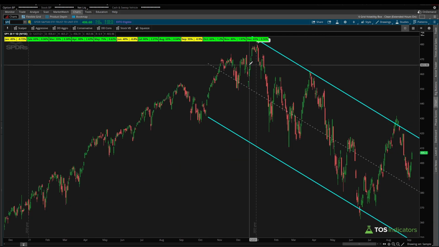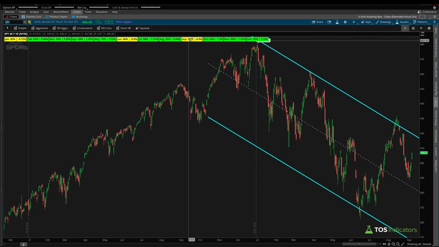Inside of the S&P, we still have this broader downtrending channel. We gapped up on Friday. We've seen a lot of shorter term strength here with this move, but we also have resistance coming up really near that 410 mark from a technical analysis standpoint inside of a broader downtrending channel.